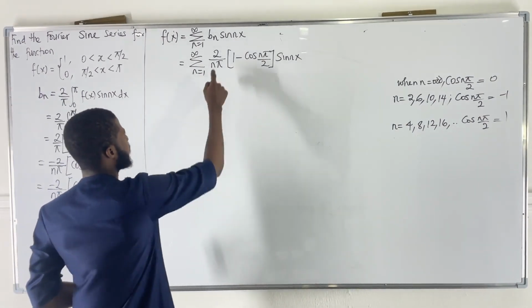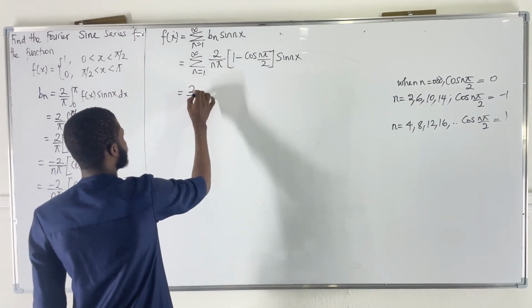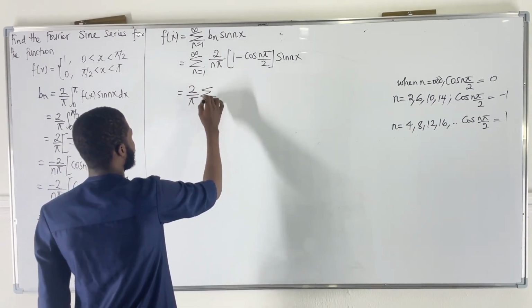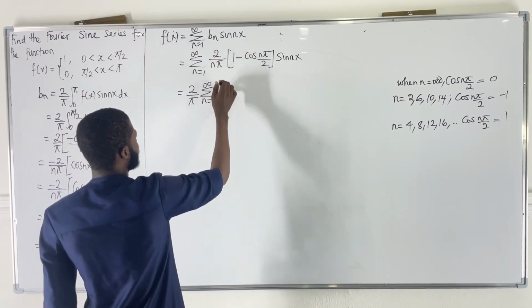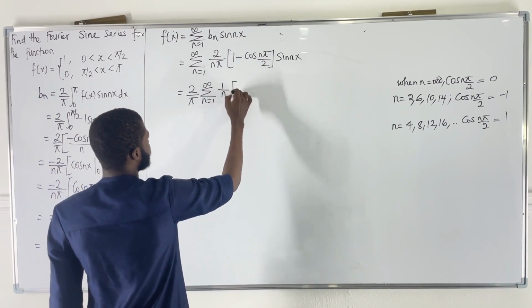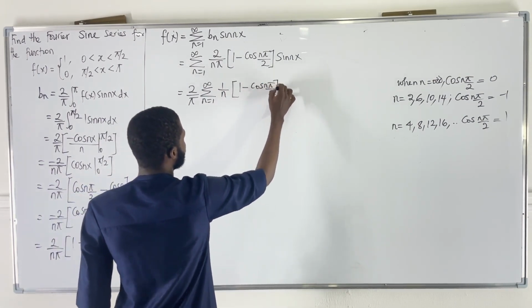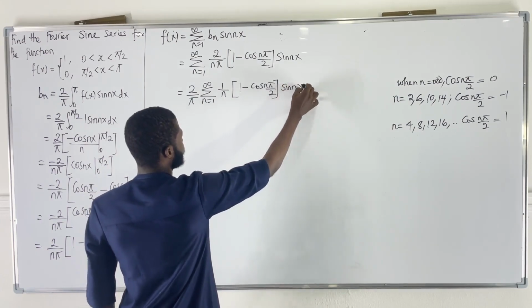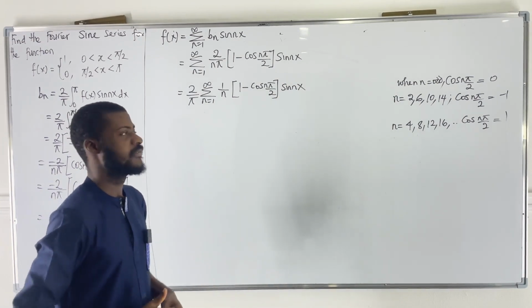But there are some constants. The 2 over pi here is a constant, so let's bring it out. So this is 2 over pi, then the sum from n equal to 1 to infinity. If the 2 over pi goes away, 1 over n will be remaining, into 1 minus cos n pi over 2, sine nx. So this is a simplified version of our Fourier series.